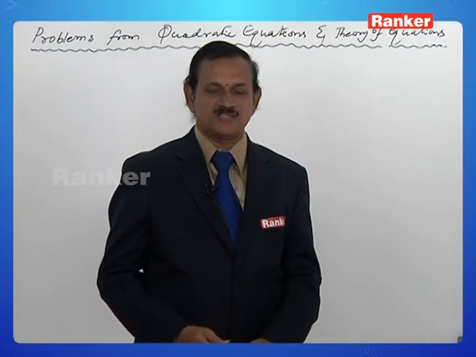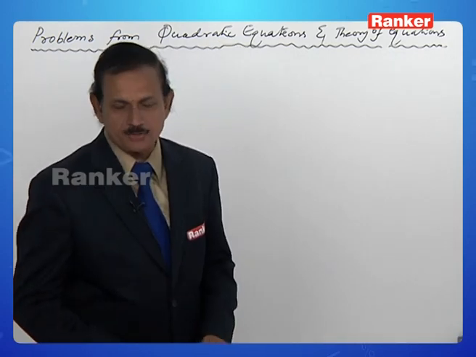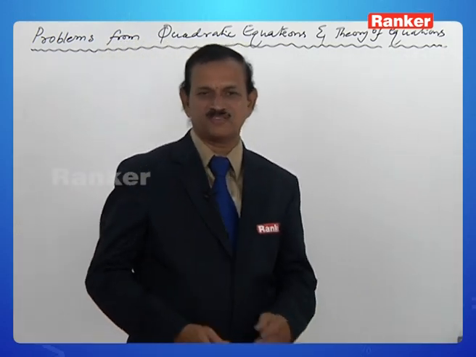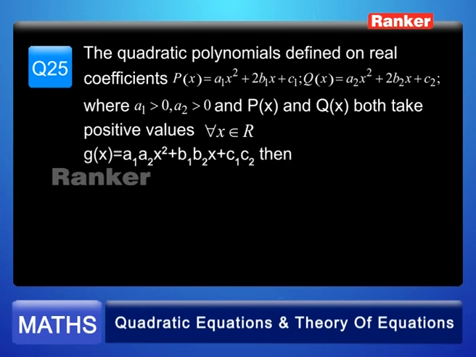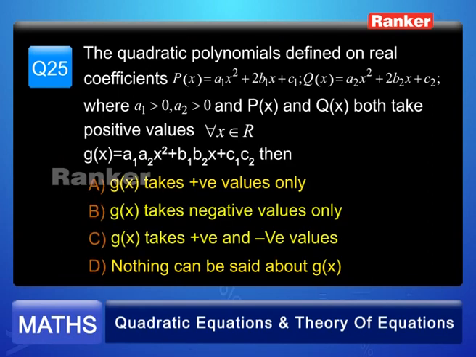The next question, that is the 25th question. There have been given two quadratic expressions here. The quadratic polynomials defined by real coefficients are p of x is equal to a1x square plus 2b1x plus c1 and q of x is equal to a2x square plus 2b2x plus c2.